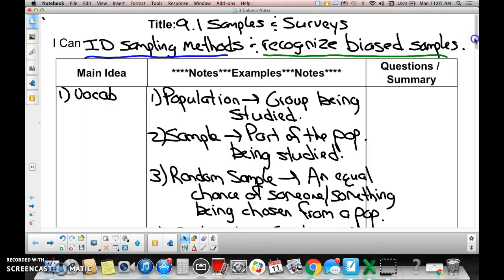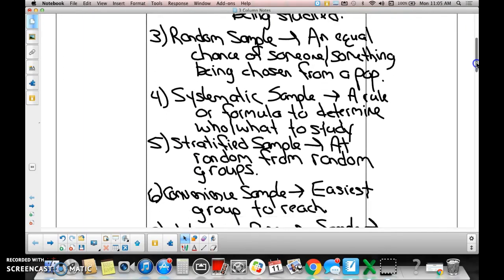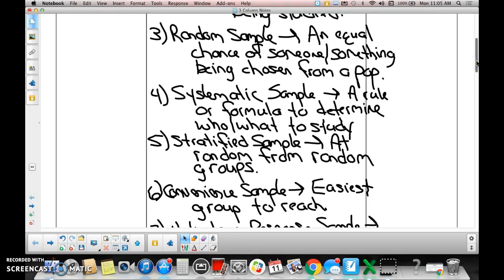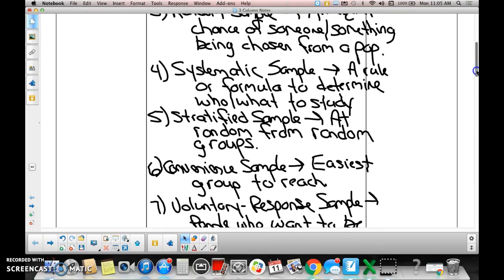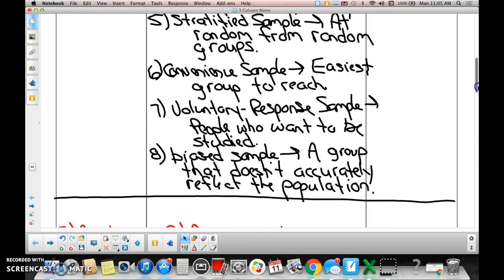So I'm going to skip right through the vocab here and go down to number 3 and tell you that you need to know a random sample and be able to identify when a random sample is being used as a survey. A systematic sample, same thing. A stratified sample, same thing. A convenience sample, same thing. And a voluntary response sample, same thing. So 3, 4, 5, 6, and 7 in vocab, you need to be able to pick out if those are the strategies being used to survey or to sample a group of people. Questions on that?